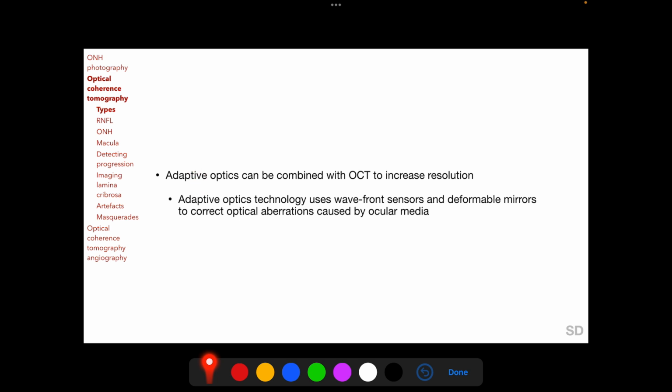Adaptive optics can be combined with OCT to increase resolution of the image. Adaptive optics technology uses wavefront sensors and deformable mirrors to correct optical aberrations caused by the ocular media.